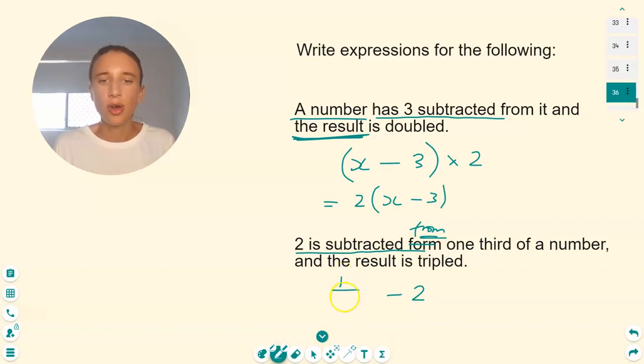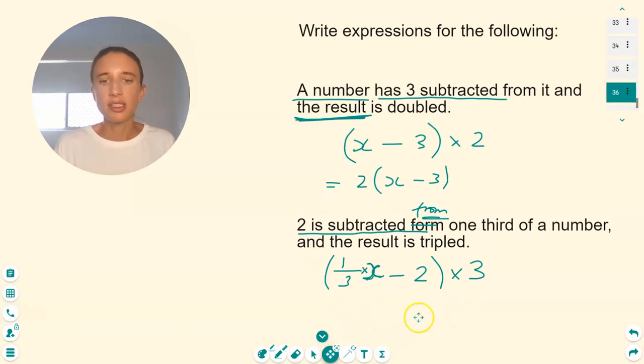1/3 of a number. So 1/3 of x. And the result means put brackets around whatever you've just written. Tripled. So I write my x's like this now, just so they're not confused with multiplication signs.